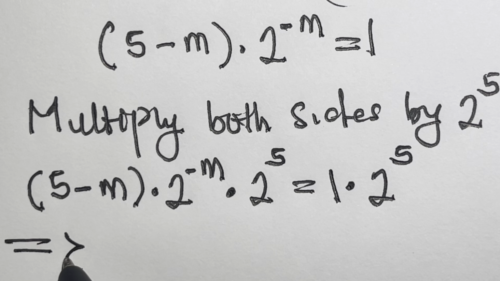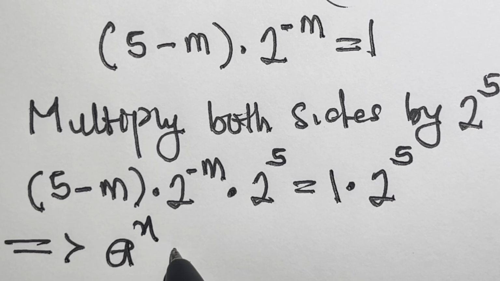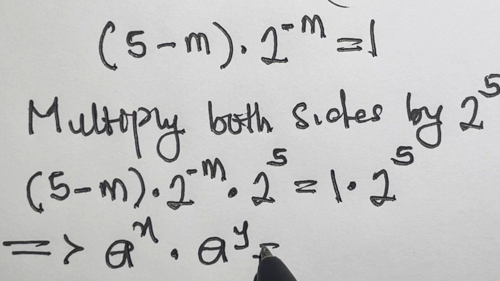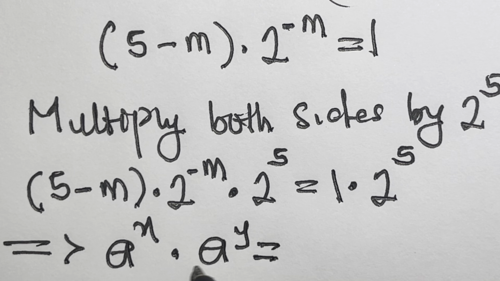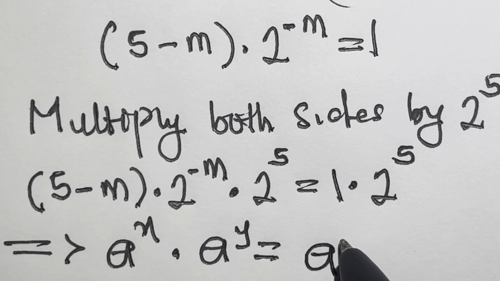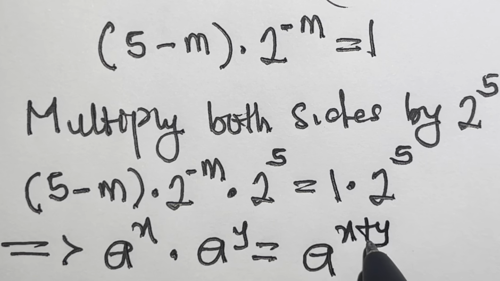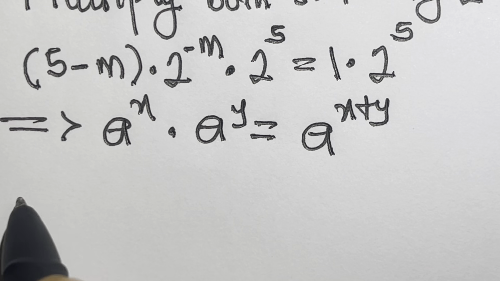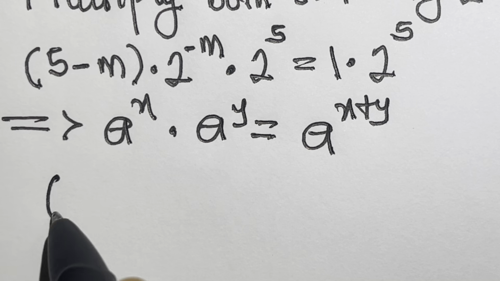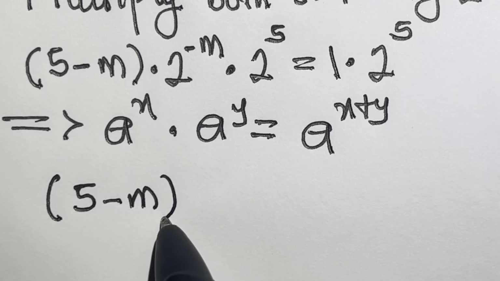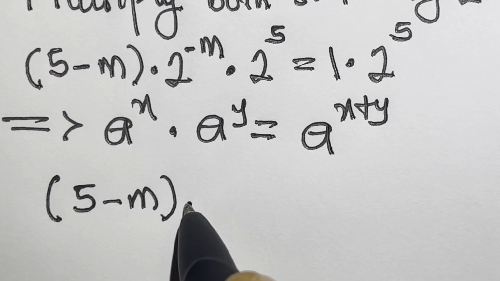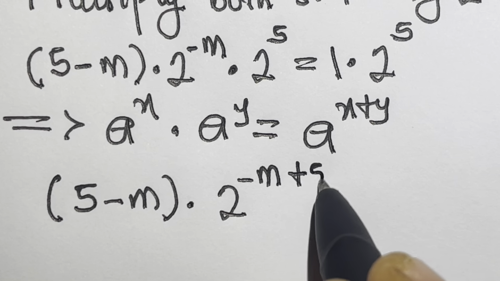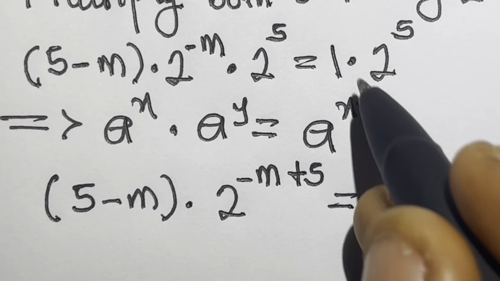Let's recall that if we have a raised to power x times a raised to power y, this is the product law in indices, or you call it the multiplication law. When numbers with equal base are multiplied, their powers are added. So we have a raised to power x plus y. Applying this to the above, we have 5 minus m, then this is 2, this is 2, so we multiply by 2 raised to power minus m plus 5, equals 2 raised to power 5.